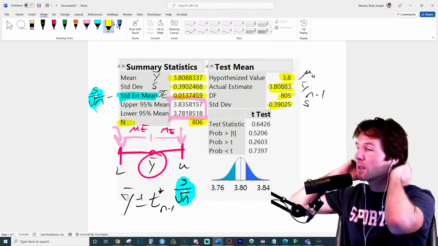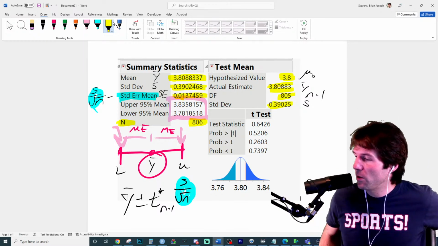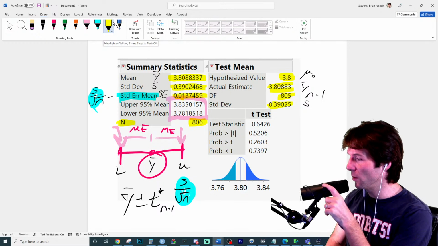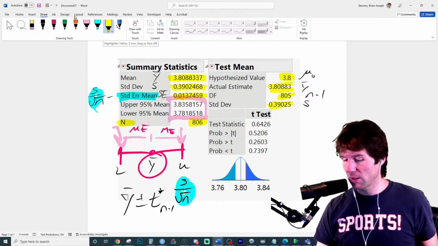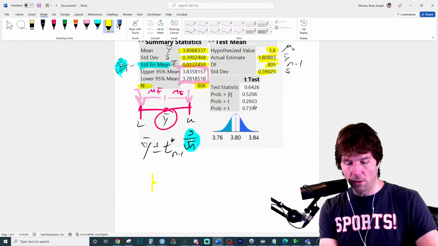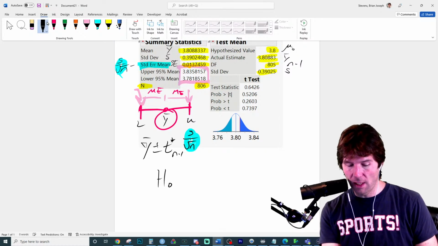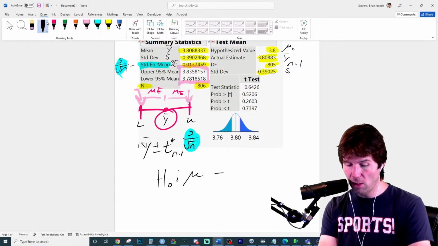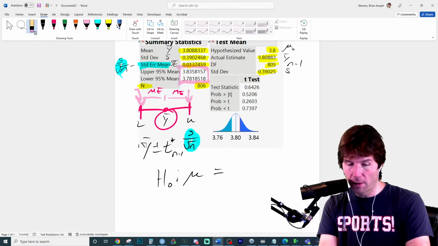Hopefully all of the output makes sense, because now we're down to the meatier part, which is the test. So when we do the test, the p-value is greater than 0.05, so we do not reject the null hypothesis. So we've got to know what the null hypothesis is. The null states that the true mean, because we're doing a one mean test, is equal to the hypothesized value, and the hypothesized value up there, mu naught, is equal to 3.8.